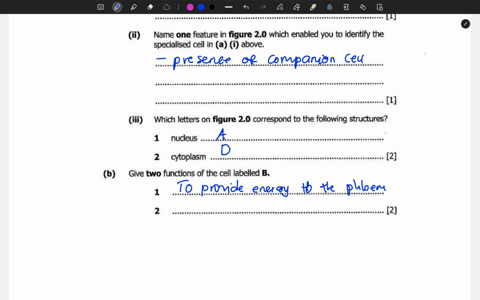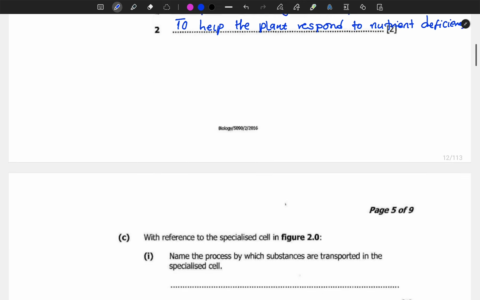Then the second one, we can say to help the plant respond to nutrient deficiency. In a case where the plant is lacking some nutrients, for example phosphorus, the companion cell gives a signal to the plant telling it that it needs to absorb more of these nutrients. So that signaling comes from the companion cell.